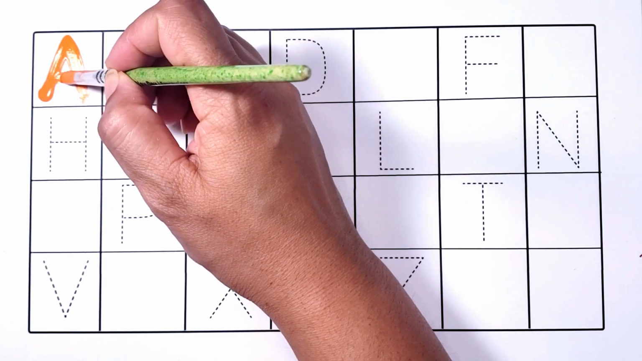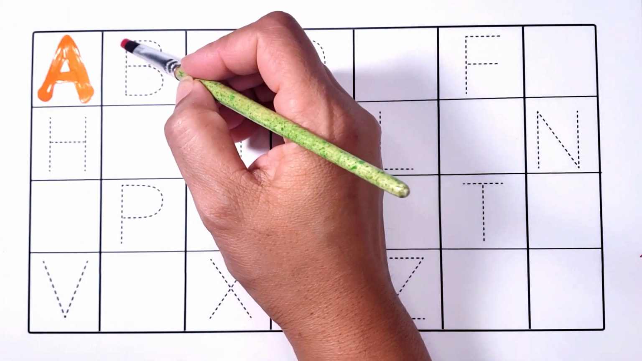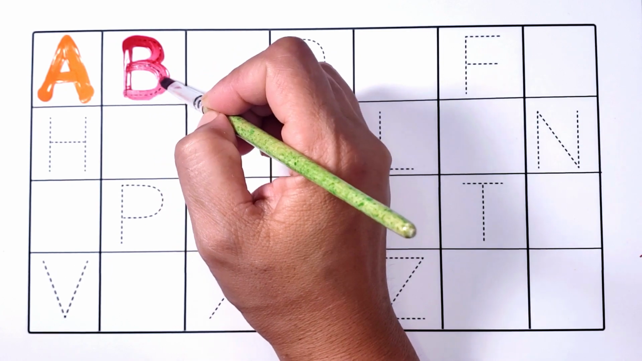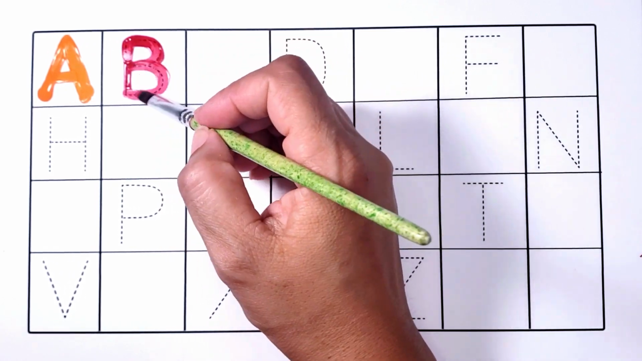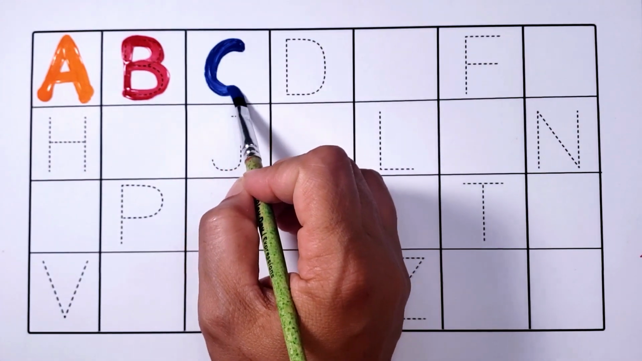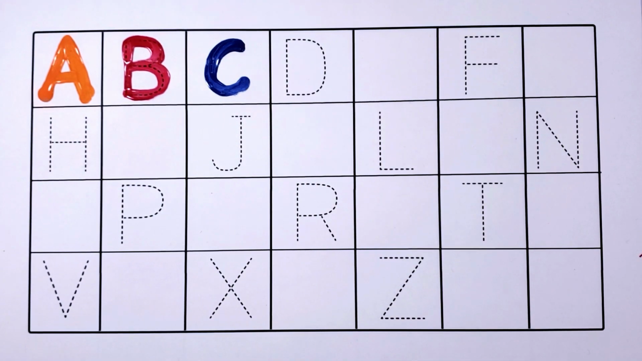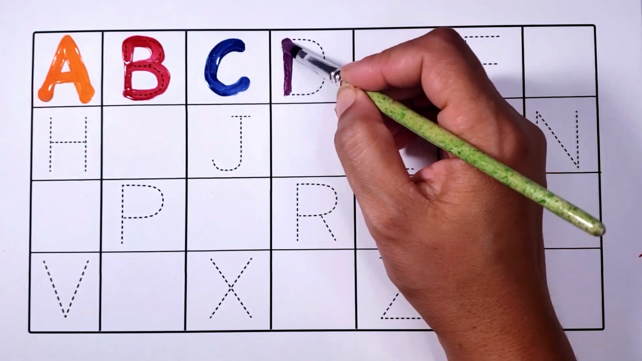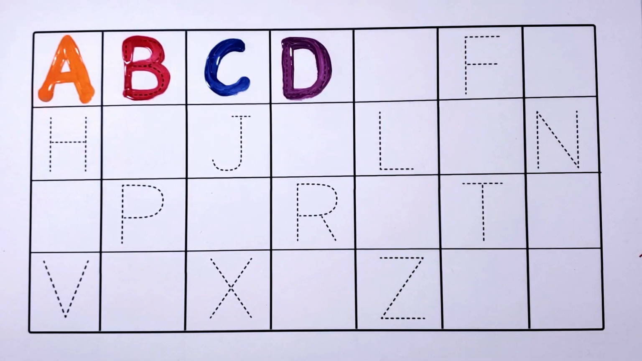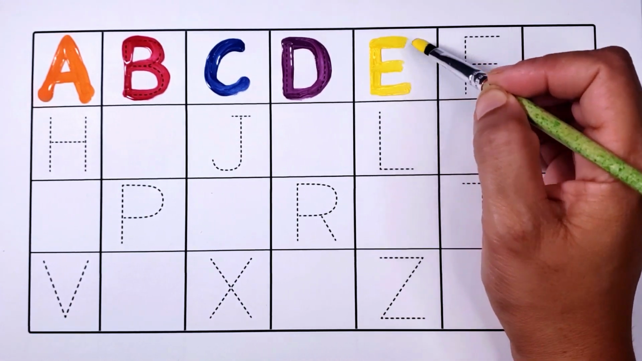Orange color. A. A for astronaut. Red color. B. B for butterfly. Dark blue color. C. C for candy. Purple color. D. D for doll. Yellow color. E. E for engine.